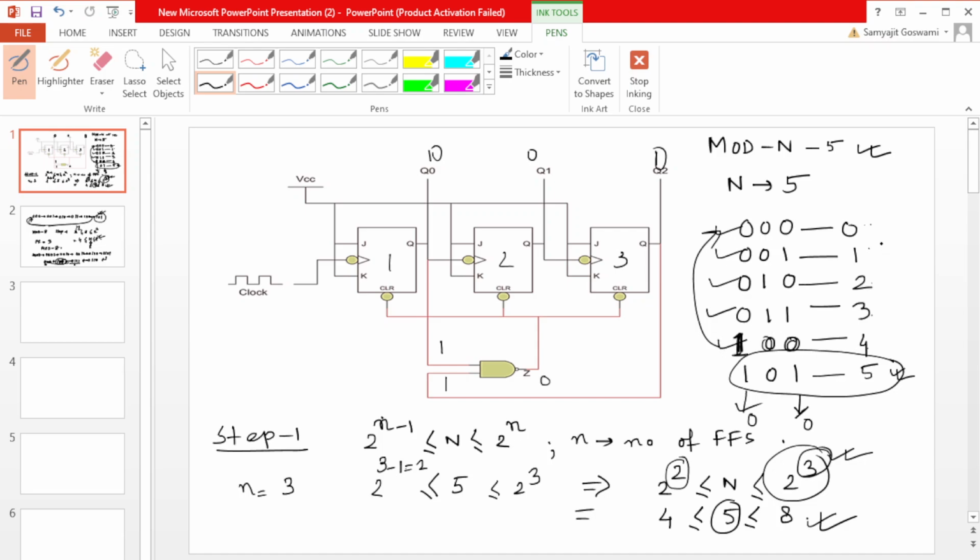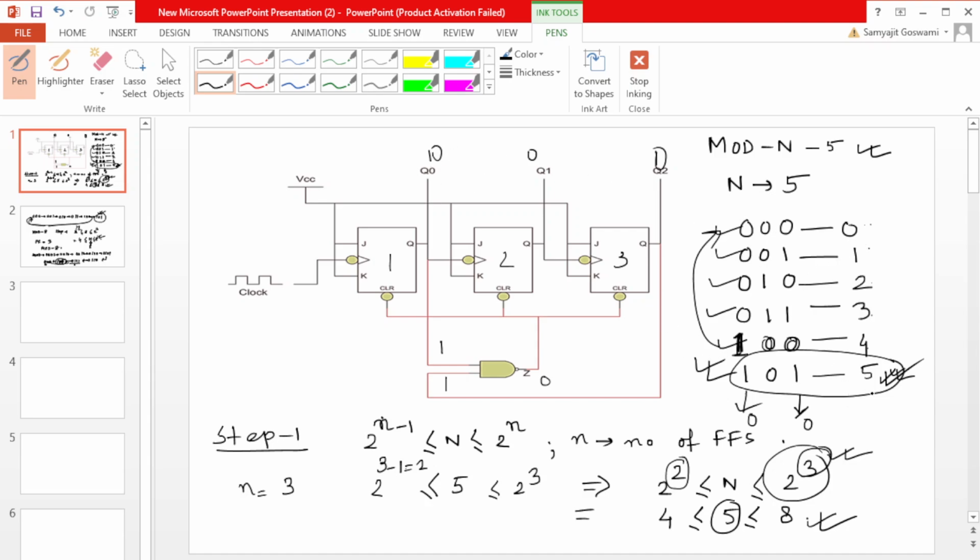After we count 1 2 3 4 5, it will also come to this 101 stage. But when it comes to this stage, within a very few seconds, because this process is very fast, this first bit and last bit will come here, the output of the NAND gate will go 0 and clear. So the output will again show 0 0 0.